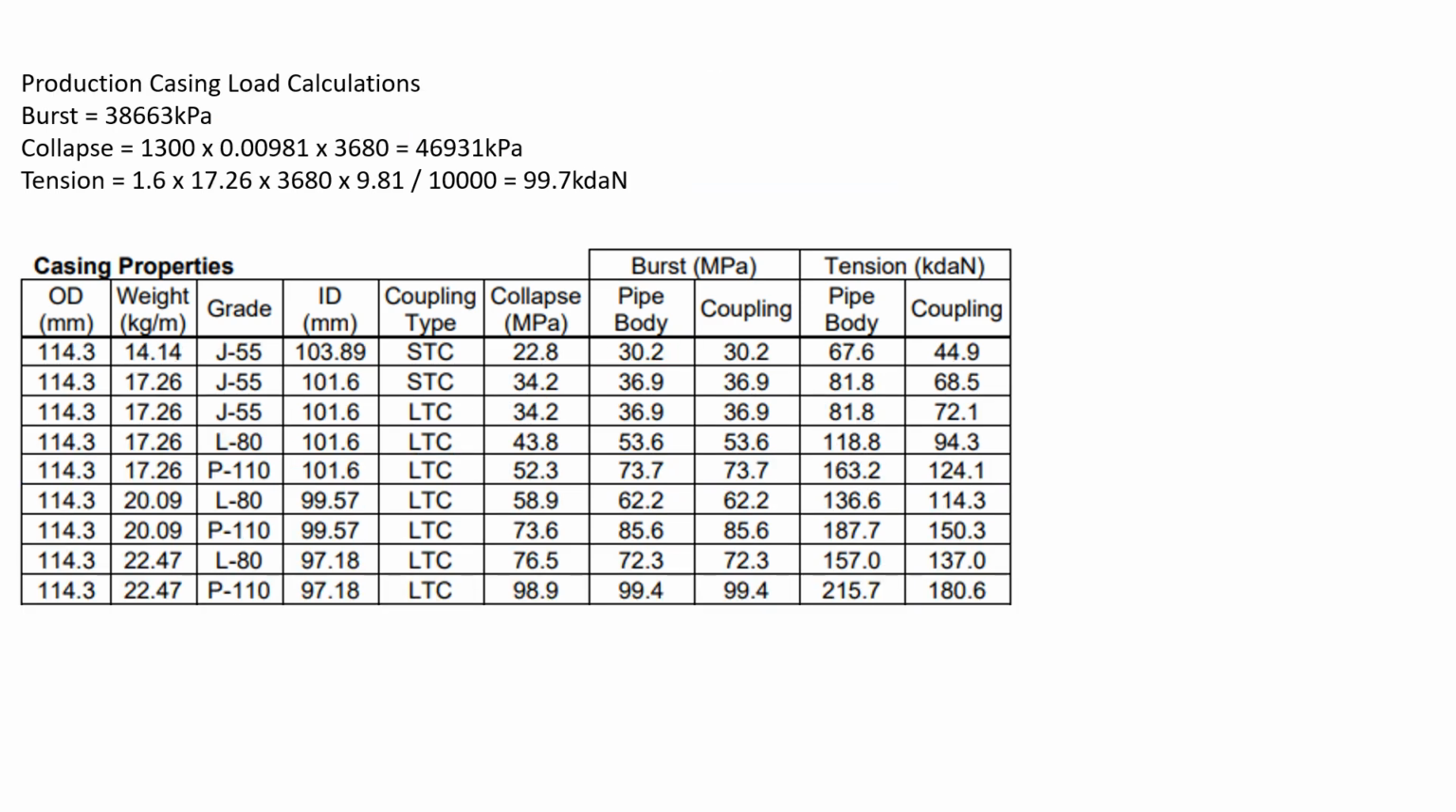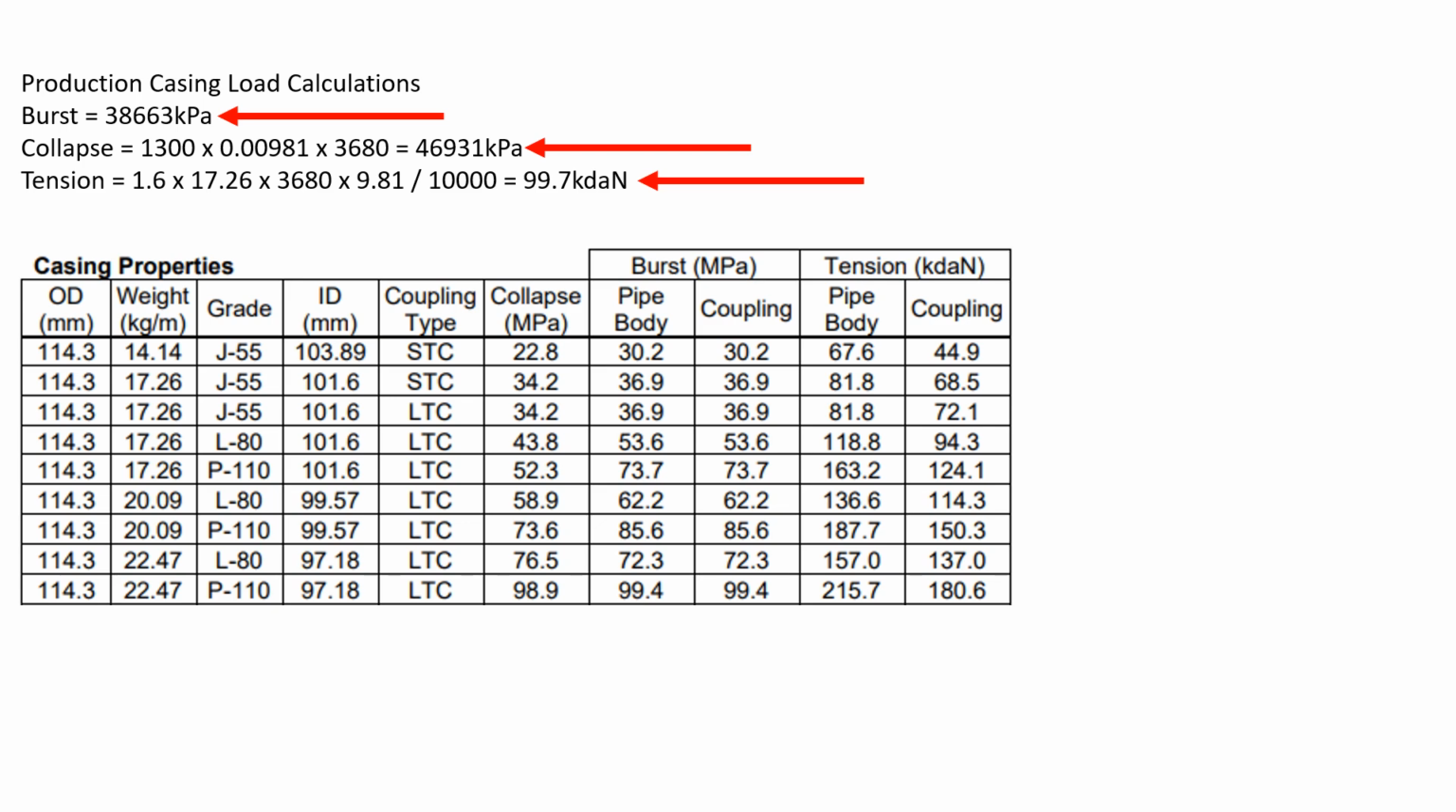Finally, for production casing, burst is the same as the intermediate casing. Collapse is the mud gradient, which is the mud weight times 0.00981, then times the production casing TVD. Tension is calculated the same way as the other casings.